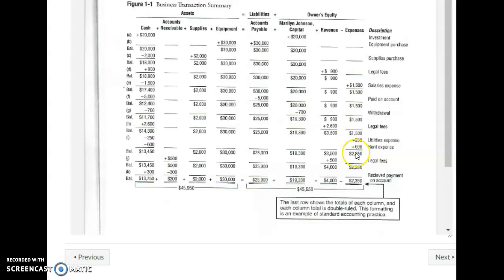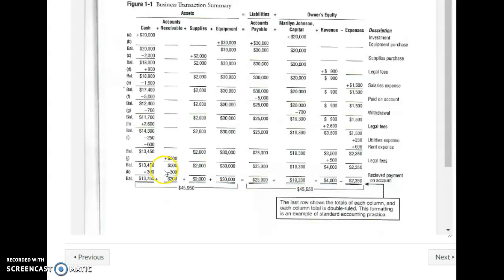Utilities expense and rent expense, you show them separately, but you've decreased cash because you paid utilities and you also paid rent. You're increasing your expenses, but again, you're going to subtract that in the equation. Legal fees, this one, she earned legal fees or income. She increased her revenue, and she increased accounts receivable. That means she didn't receive cash this time, but her client will pay her at a later date.